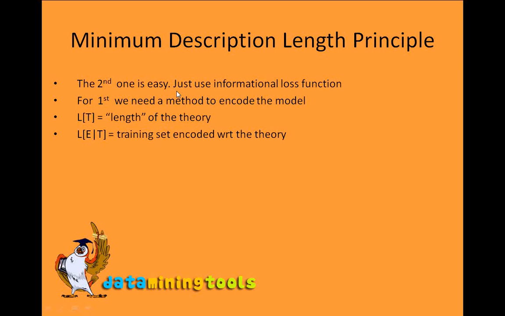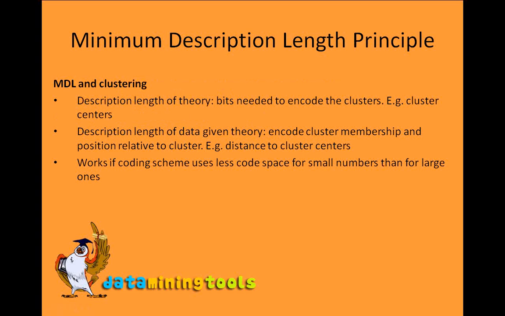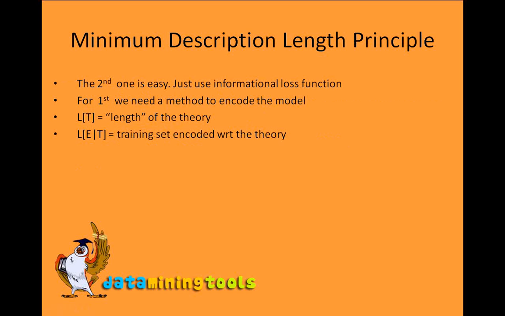For the first part, we need a method to encode the model. If we use the following representation, LT equals the length of the theory, and L(E|T) is the training set encoded with respect to the theory, then LT plus L(E|T) is our description length, which we are looking for.